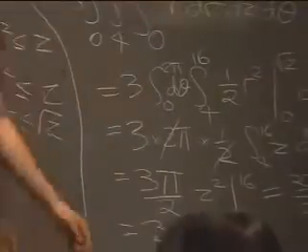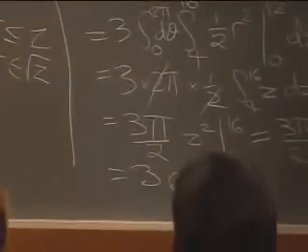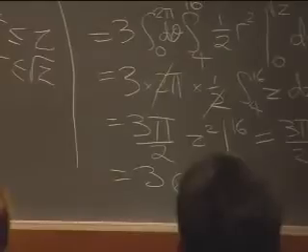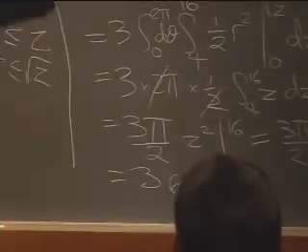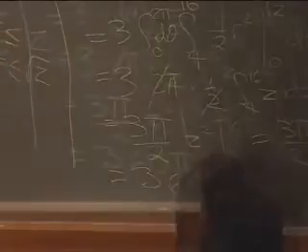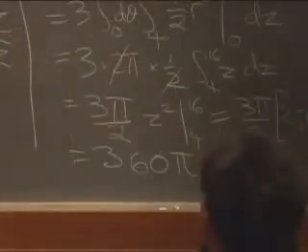360 pi. Okay, so, sorry. The last part is once you get down to here, it's fairly straightforward. I probably got it wrong, but there you go. 360 pi. Okay, any questions about that divergence part of the integral?